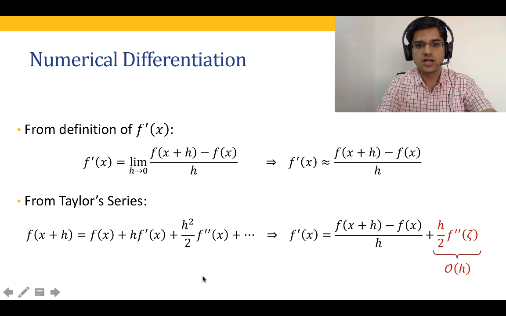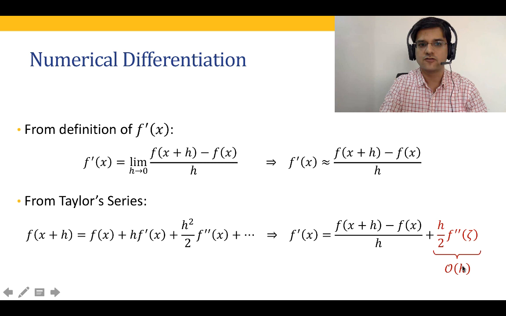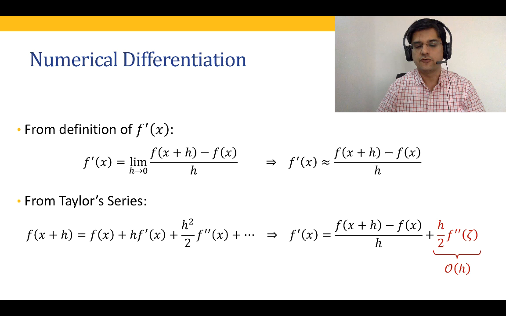Recall that this is the consequence of the fact that the method is h to the power 1 accurate, which means that when we decrease h by a factor of 10, our error decreases by a factor of 10. When you decrease h by a factor of 100, our error decreases by a factor of 100, and so on and so forth. That is the meaning of the order of accuracy of any numerical method.